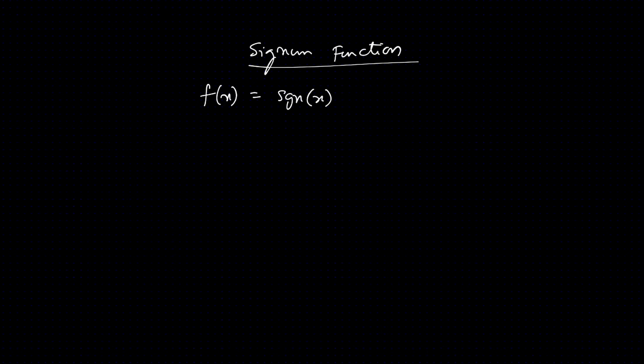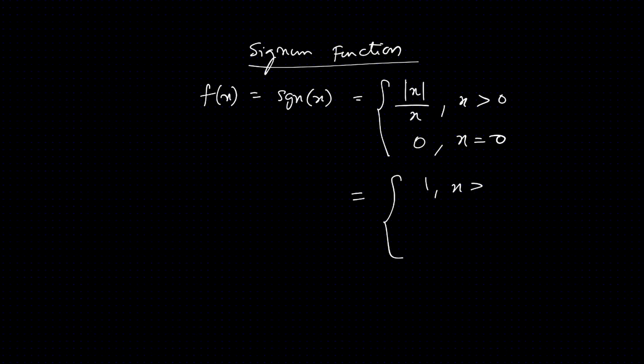That is the function. So, this is defined as mod x by x when x is not equal to 0 and 0 when x is equal to 0. Otherwise, this is 1 when x is greater than 0, minus 1 when x is less than 0, and 0 when x is equal to 0. Any graph?